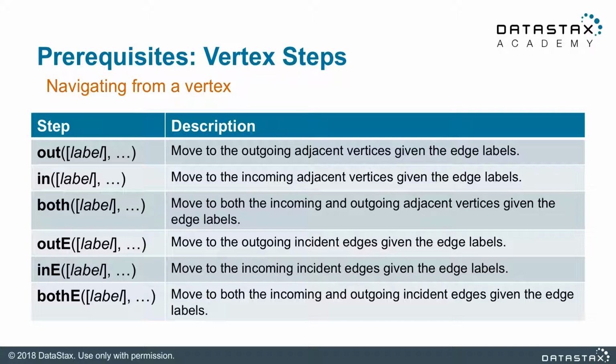If you want to navigate to an edge, you can use outE, inE, and bothE. They work the same as out, in, and both respectively, except they move to an edge rather than a vertex. The reason you want to go to an edge is usually because you want to access edge properties.